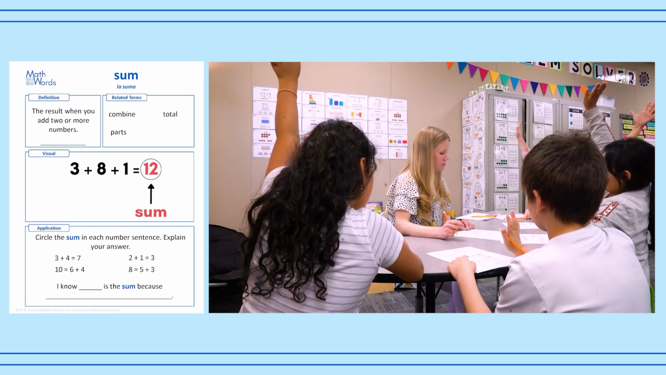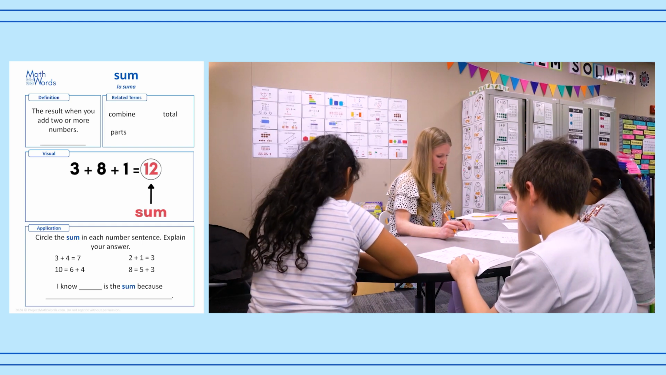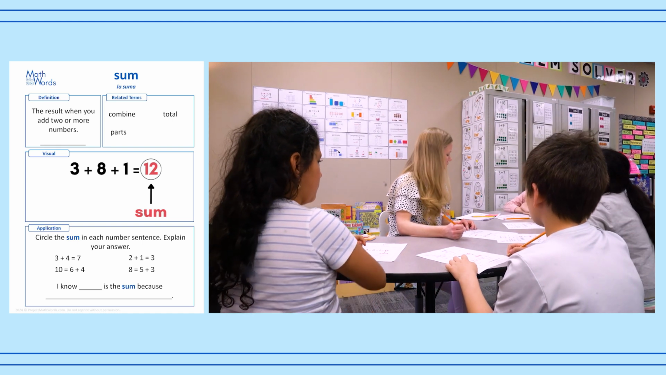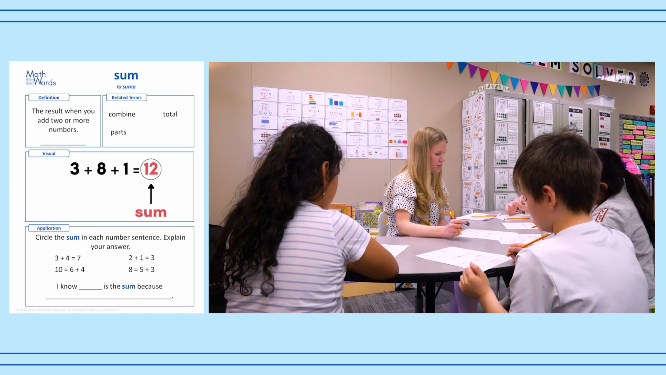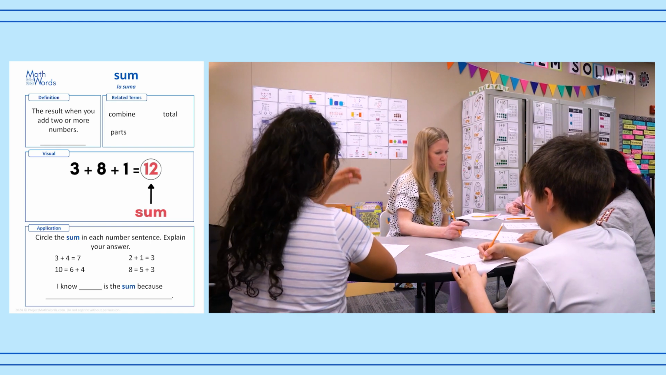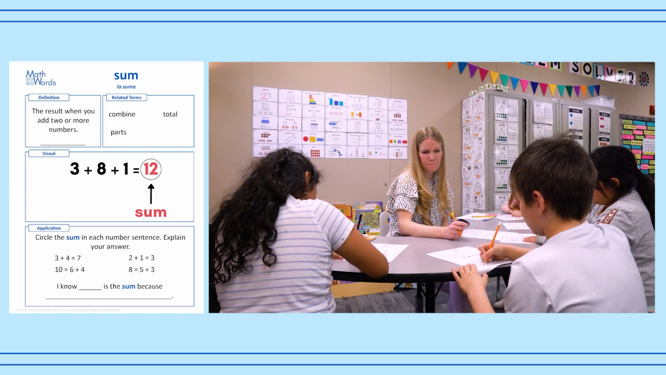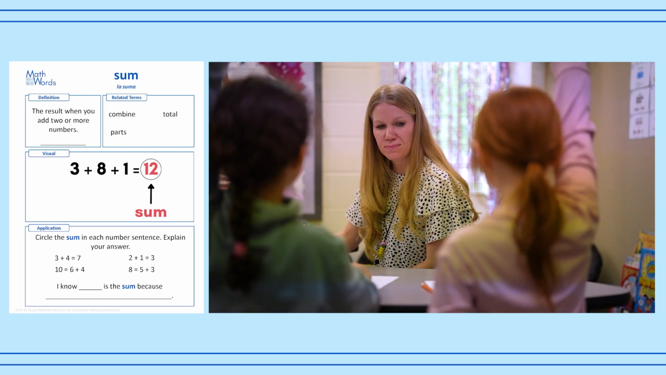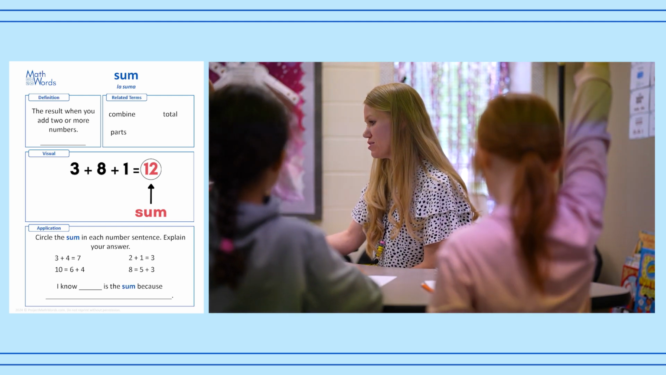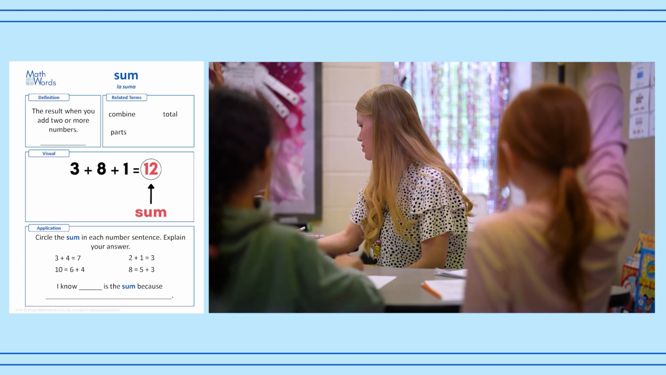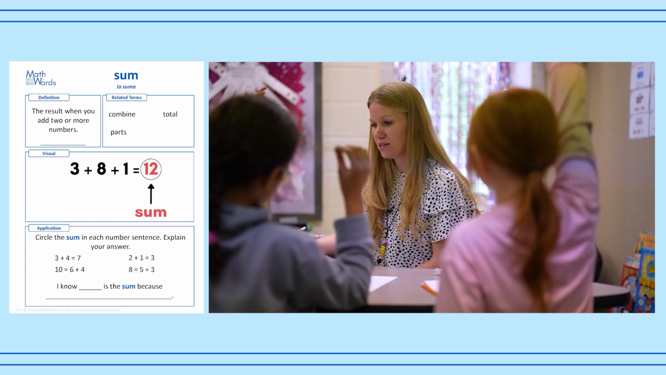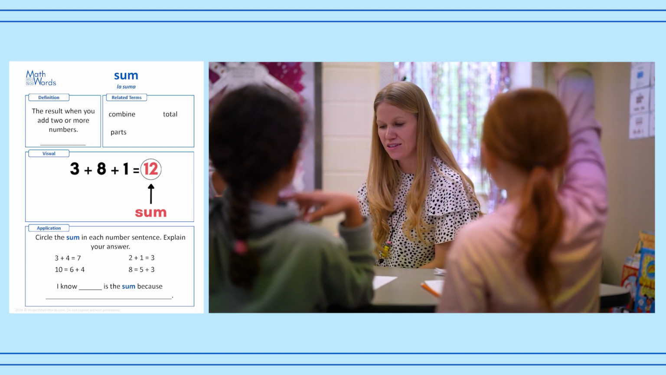Now let's use this at the bottom to help us explain why 3 is the sum. What do you think? Alexa? I know 3 is the sum because 2 plus 1 equals 3. Good job. All right, let's go ahead and try the next one. This one says 10 equals 6 plus 4. Circle the sum. All right. Look at this one closely. This one's a little bit different because our sum is located in a different spot. So look at it again. It says 10 equals 6 plus 4. Oh, good job. Some of you caught it.